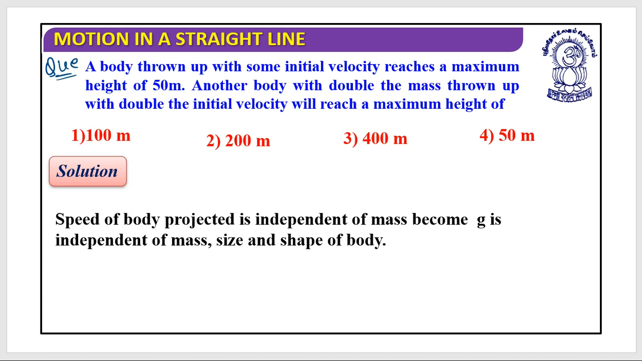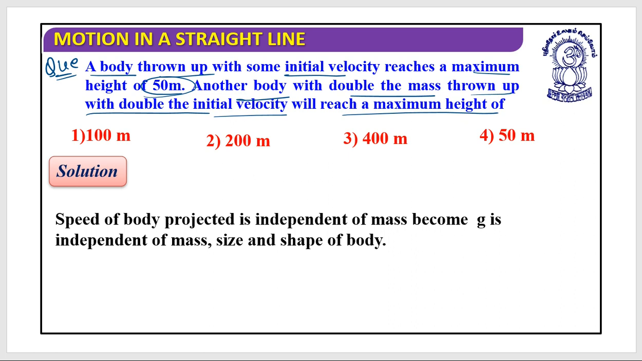What they have given: a body thrown up with some initial velocity reaches a maximum height of 50 meter. Another body with double the mass thrown up with double the initial velocity will reach a maximum height of? So they require that maximum height to be found, and the second body has double the mass and double the velocity as well.